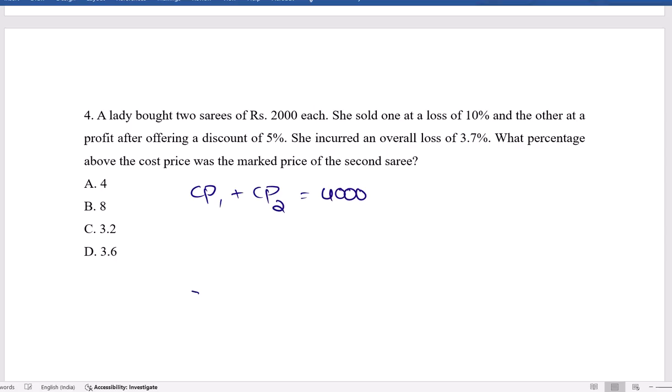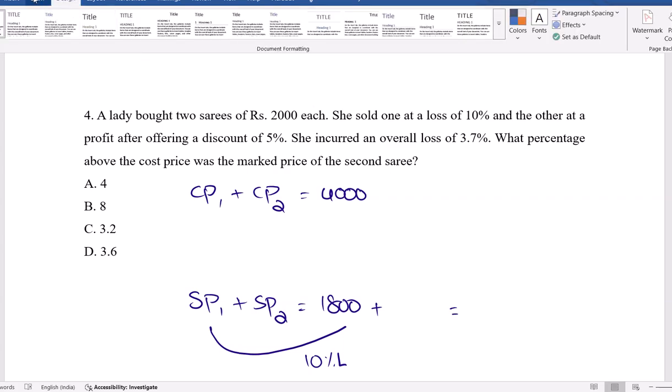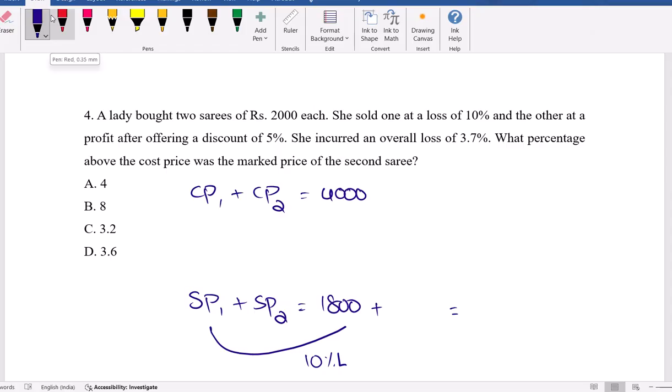Now regarding selling price, the one at 10% loss means it is 1800. For 2000, 10% loss is 1800. Plus the other one, how to decide this is, they gave an overall 3.7% loss. Overall, there is a loss of 3.7%, right?